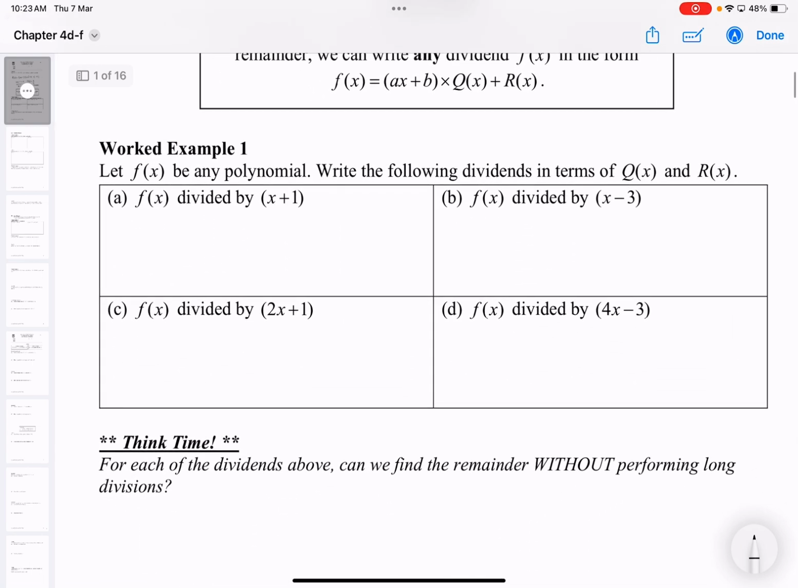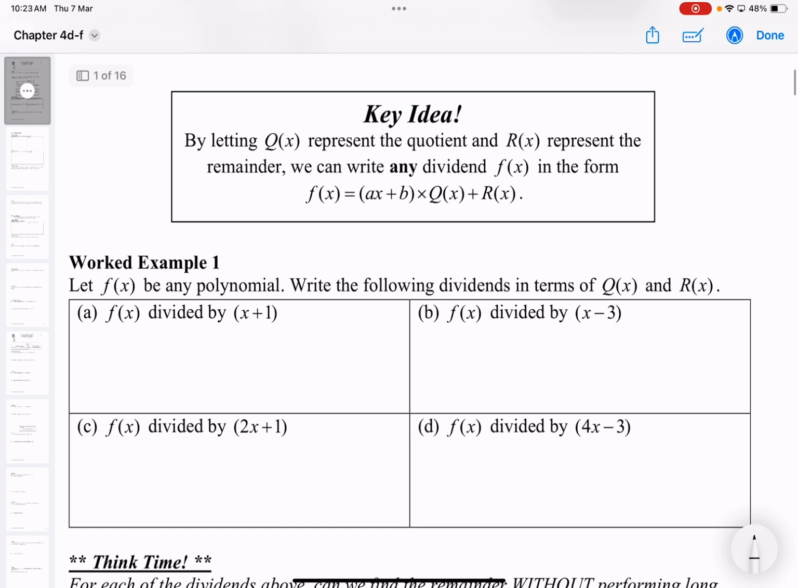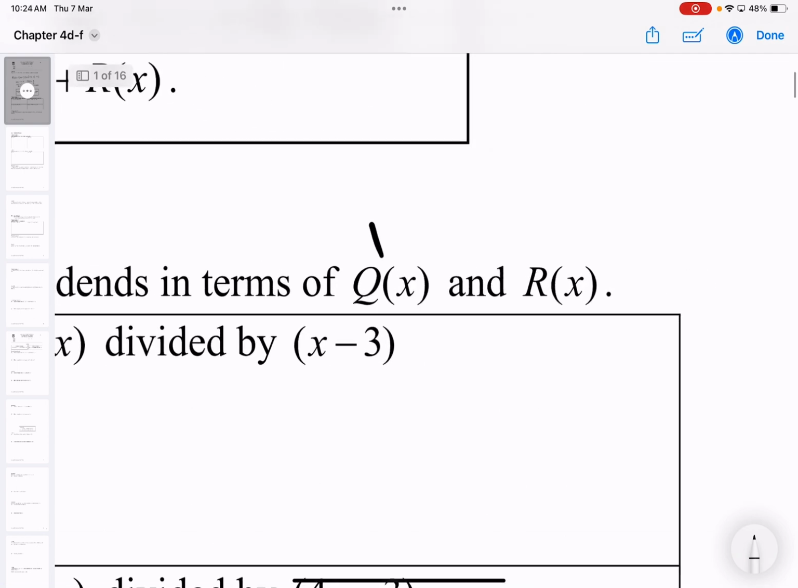Alright, let's look at example number 1. Let f(x) be any polynomial. Write the following dividends in terms of q(x) and r(x). Okay, q(x) stands for quotient.